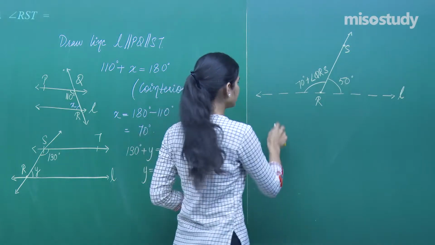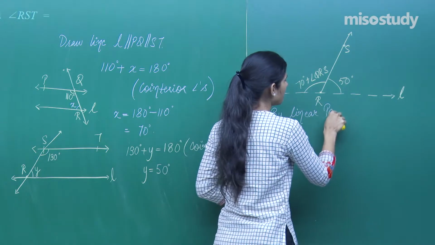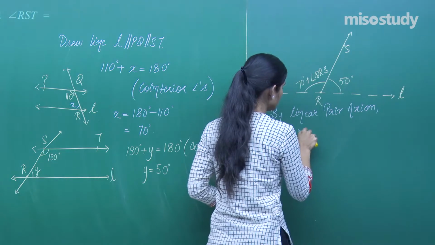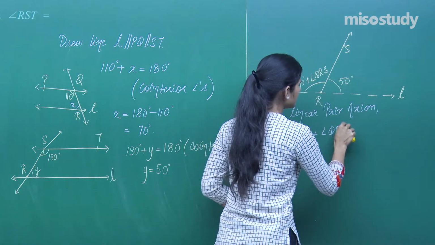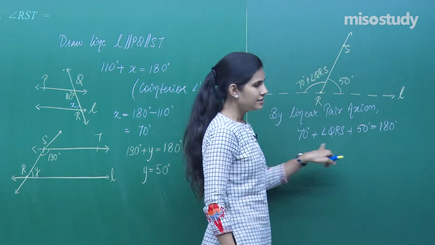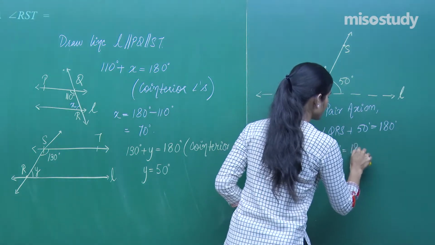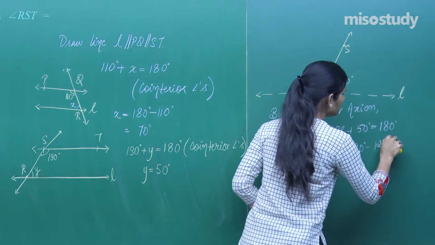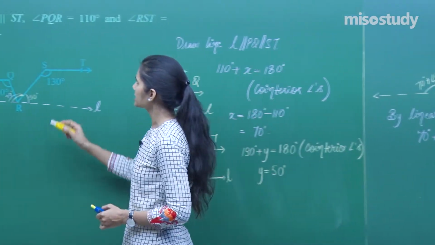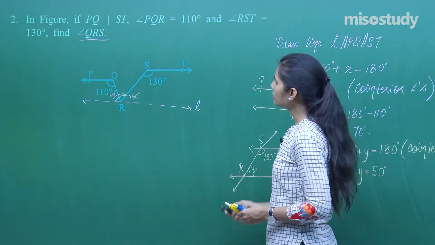By linear pair axiom, 70 degrees plus angle QRS plus 50 degrees is 180. 70 plus 50 is 120. This is what you have, and your answer is 60 degrees for angle QRS. The angle which you had to find is of measure 60 degrees. Let's look at the next question I have.